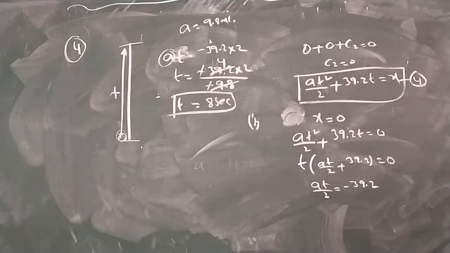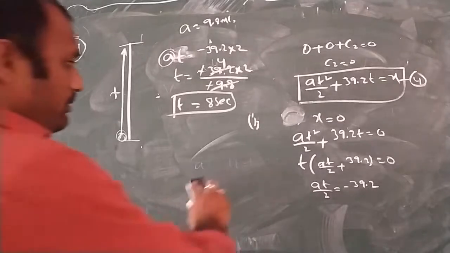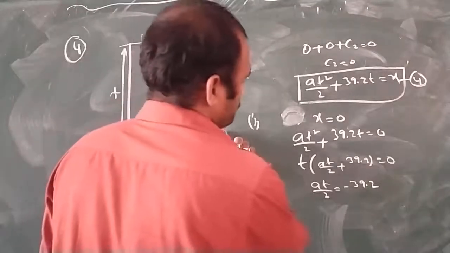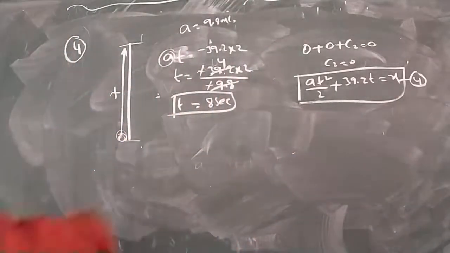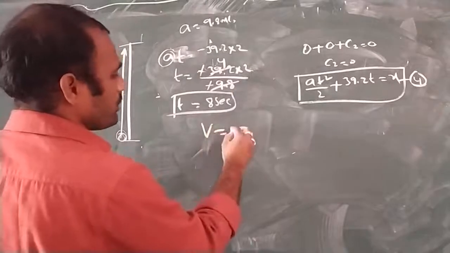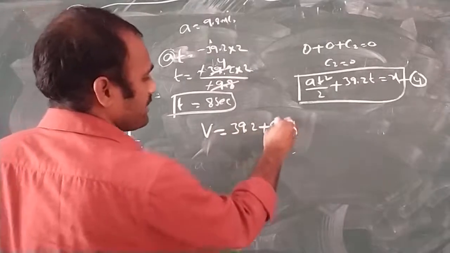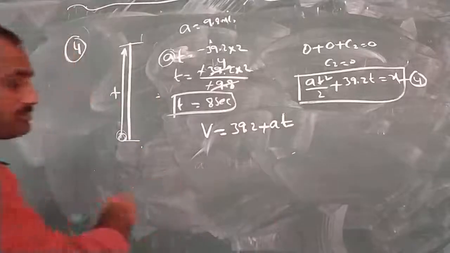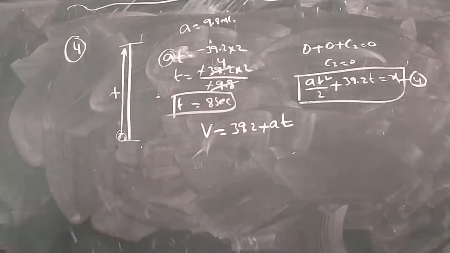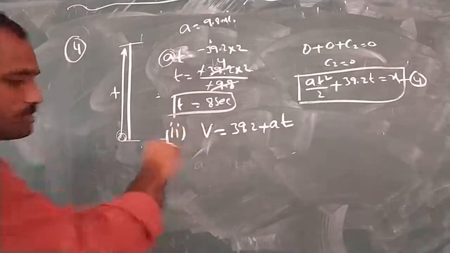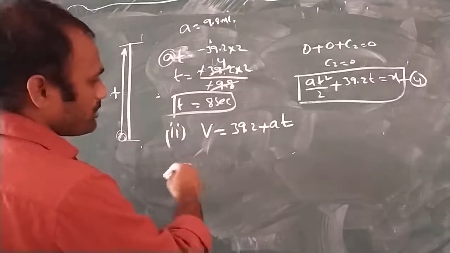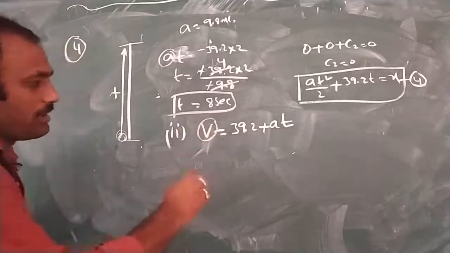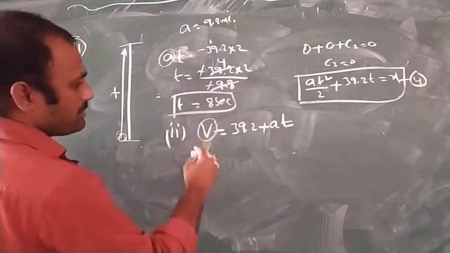Next, the second question is the speed with which it will strike the ground. So he is asking the speed with which it is going to strike the ground. We know that v is equal to 39.2 plus at. To get the speed, we want the v value here, so we need to substitute the time in this.